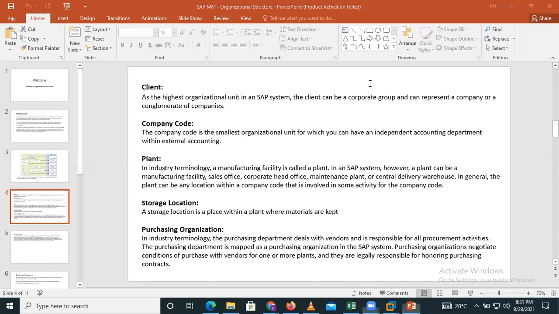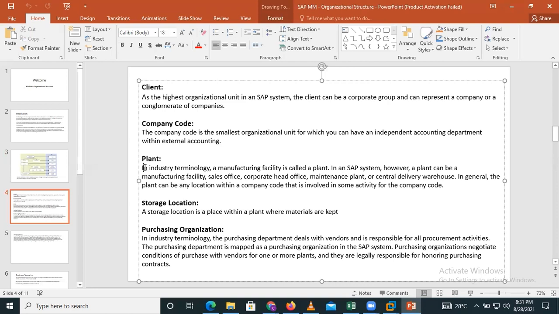Okay, now coming to plant. What is a plant? In industry terminology, a manufacturing facility is called a plant. Normally we call it that. Tata Motors has a plant in Pune, and a plant in Hubli. So where the manufacturing facility is, we call it a plant.